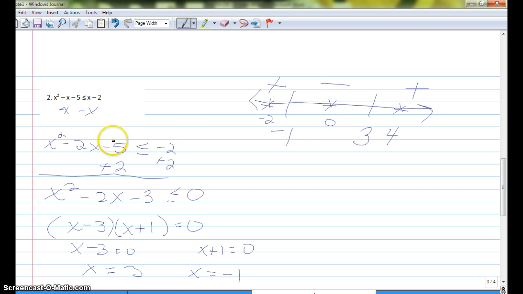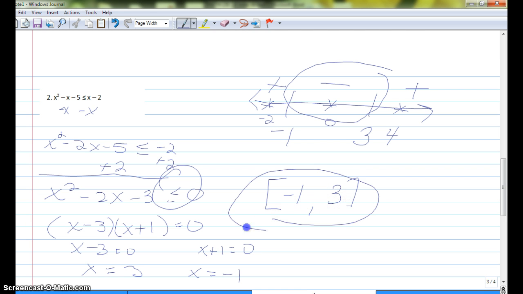Now we look back at our original problem and it was a less than or equal to 0 right here. So that means we want the negative. So our interval is going to be from -1 to 3. Since it's less than or equal to, it'll be a square bracket. So that's our solution.